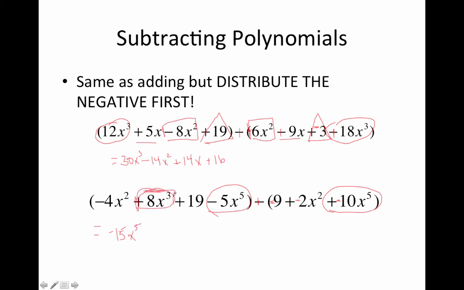I'll use a box there, so I'm not doing the same shape. So plus 8x cubed. And then where are my squares? There's one there and one there. So negative 4x squared, negative 2x squared combines to be negative 6x squared. And then finally 19 and negative 9 will be plus 10. Okay, so that's really all there is to this section.